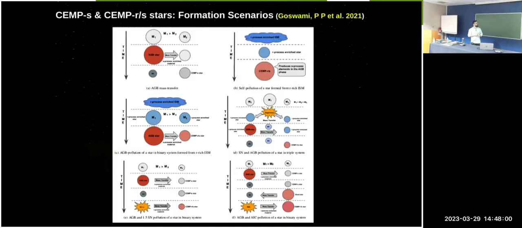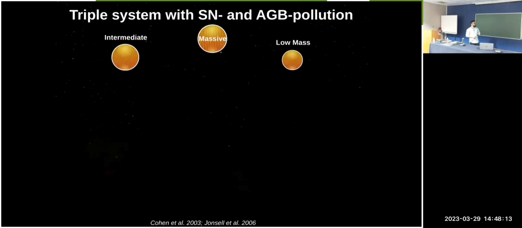There are several formation scenarios to explain the abundance peculiarities of CEMP-r/s stars. I have already discussed that CEMP-r/s stars carry both s and r-process elements, which are produced in different stellar sites. There are several proposed formation scenarios for CEMP-r/s stars without any conclusive evidence. In this paper, we have discussed all those formation scenarios in context to our program stars. None of these formation scenarios can explain the abundance patterns of our stars. Here in this talk, I'll discuss 3 of these scenarios.